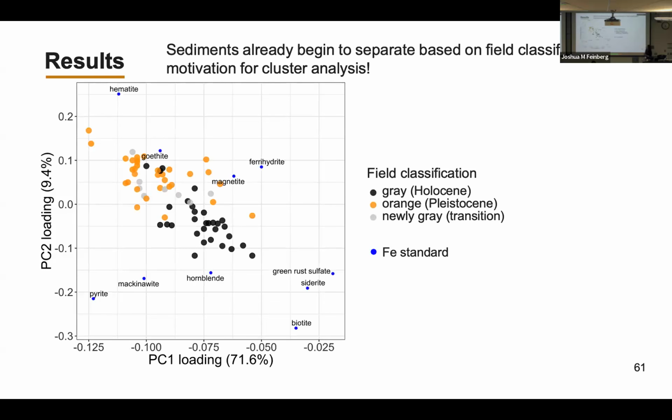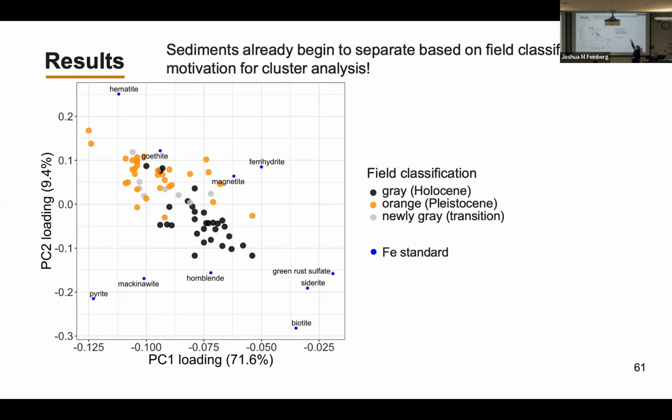So here, for some principal component results, on the x-axis we have principal component loading 1, which explains 71.6% of the variance in our data. On the y-axis, we have principal component loading 2, which explains 9.4% of the variance in the data. Each of these points is a sample colored by the field classification that I mentioned: gray Holocene, orange Pleistocene, or this gray transition that I mentioned. And the blue points are different iron standards. We already start to see some interesting separation in this figure.